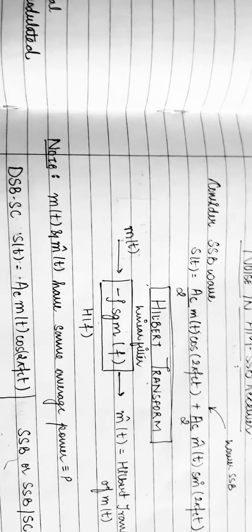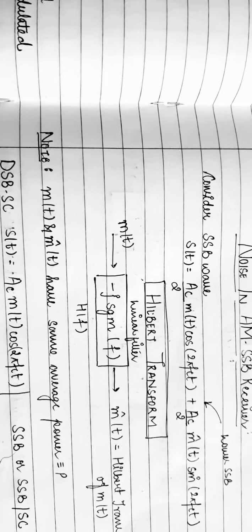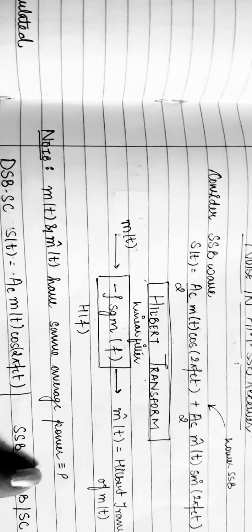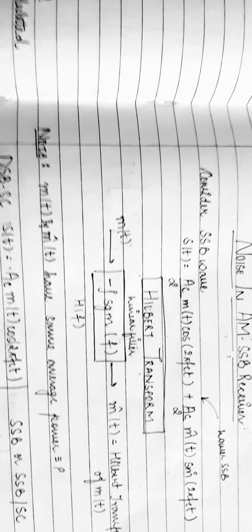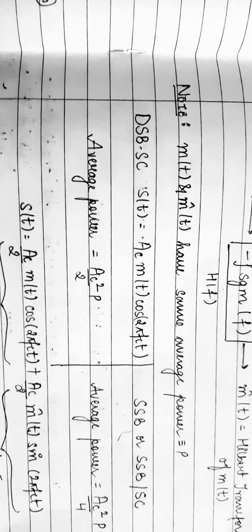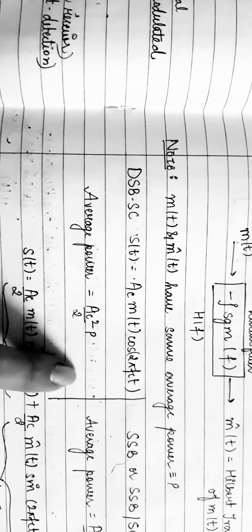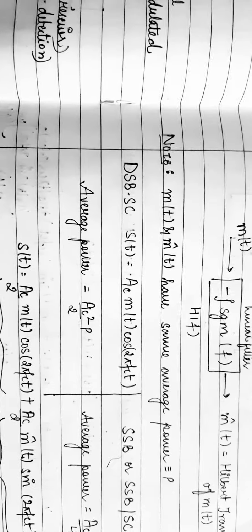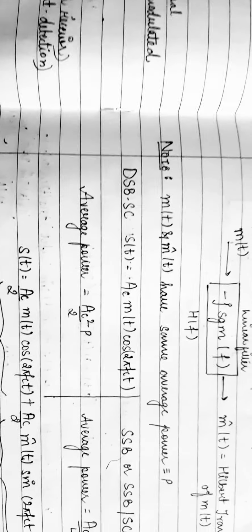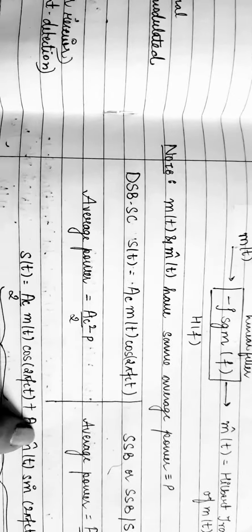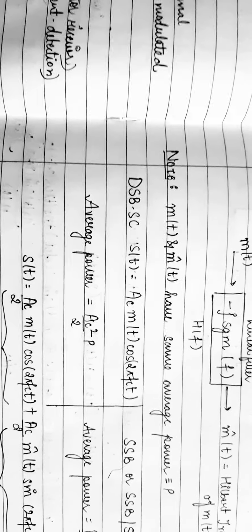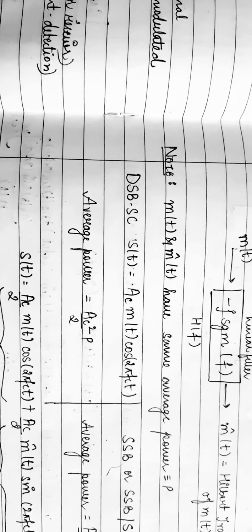Here we note a point that m(t) and m^(t) have the same average power, that is equal to capital P. Now here we can see the difference between the double sideband suppressed carrier and the single sideband suppressed carrier. Here s(t) = Ac m(t) cos 2πfct. So the average power of DSB-SC is Ac² by 2 into P, while for SSB the average power is equal to Ac² upon 4 into P.